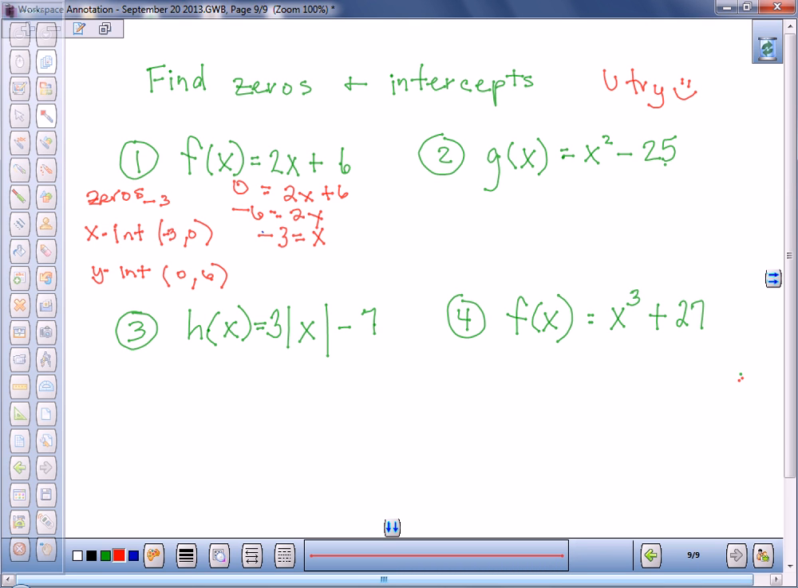I think you guys did the ones you're able to do. So for number 1, did you get that the zeros are negative 3, which is the same as your x-intercept, and your y-intercept is 0, 6? Are we okay on that one?